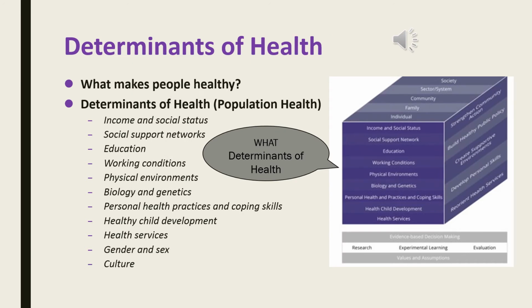The determinants of health can give us an idea of what makes people healthy. Some of the determinants of health include income and social status, social support networks, education, working conditions, physical environments, biology and genetics, personal health practices and coping skills, healthy child development, health services, sex and gender, and culture.